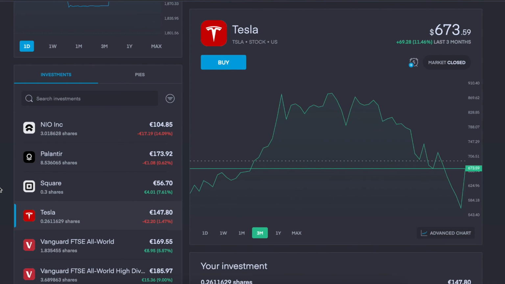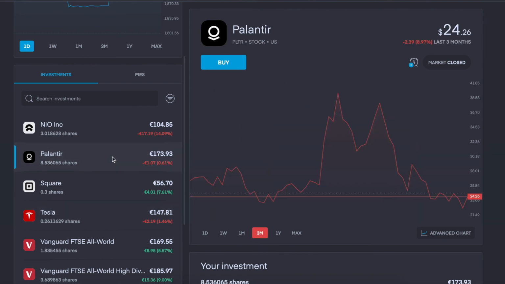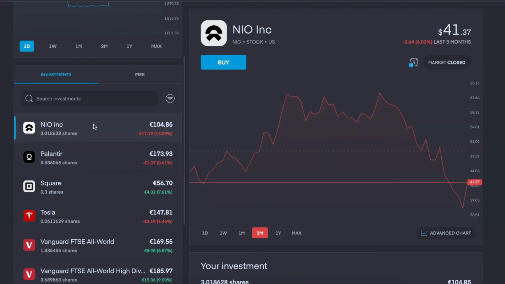Let me know, how did you take advantage of the dip? I know a lot of people were very excited about getting in on Tesla. Seems like they've rebounded a little bit, but they're still a good bit below their all-time highs. I'm looking at buying a little bit more of Palantir while it's still low, and then Neo as well. But yeah, let me know in the comments what you guys took advantage of and got nice and cheap in the last couple of days, and how your portfolio is looking.